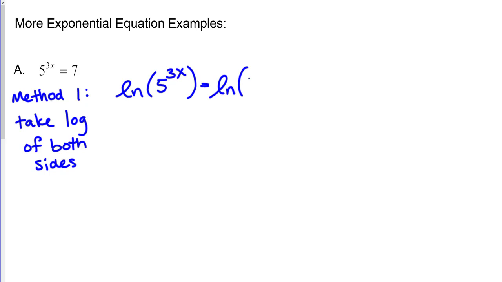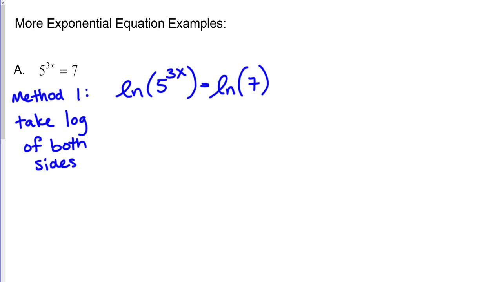Now, I'm absolutely able to do that for the exact same reasons that I'm able to add any number I want to both sides of an equation, or subtract any number I want from both sides of an equation. Essentially, these are just functions that are applied to both sides of the equation. I can apply a logarithm to both sides of the equation, as long as I do it to both sides, that will keep things balanced.